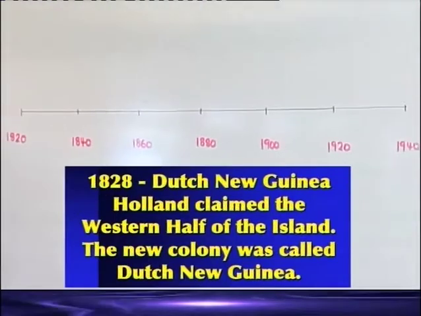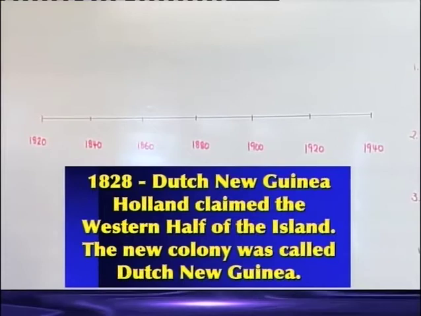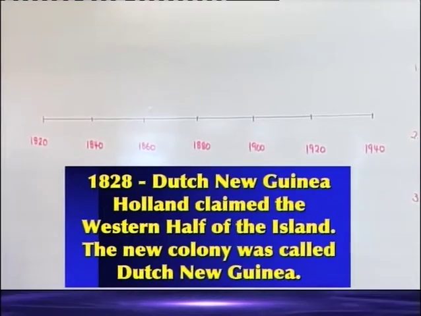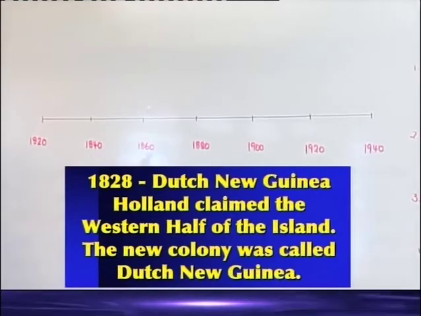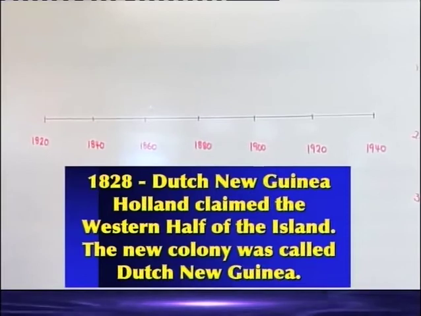All right, 1828, Dutch New Guinea. Holland claimed the western half of the island, where it's now called Irian Jaya. That was in 1828. It was colonized by Holland. It was called Dutch New Guinea, 1828.